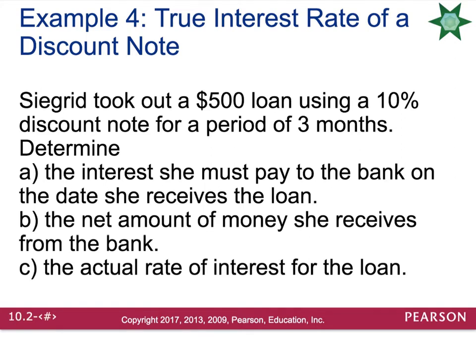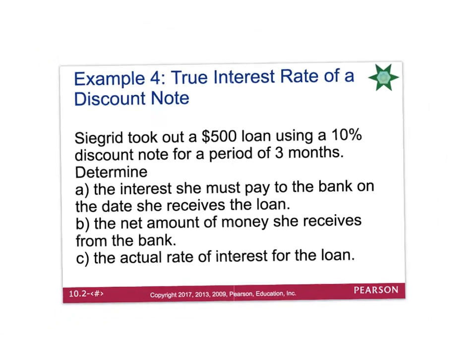True interest rate of a discount note. So Segra took out a $500 loan using a 10% discount note for a period of 3 months. Determine A, the interest she must pay to the bank on the date she receives the loan, B, the net amount of money she receives from the bank, and C, the actual rate of the interest for the loan. Okay, so let's check this out.